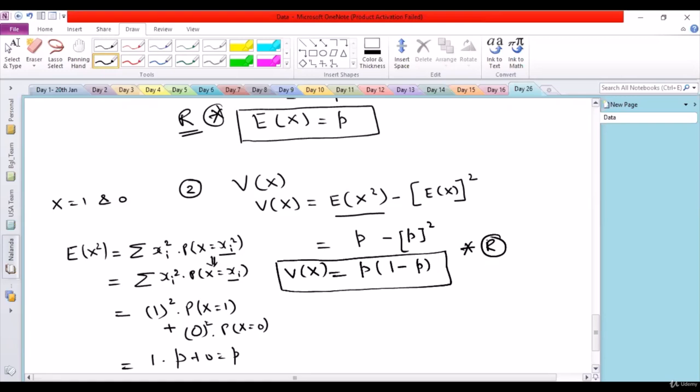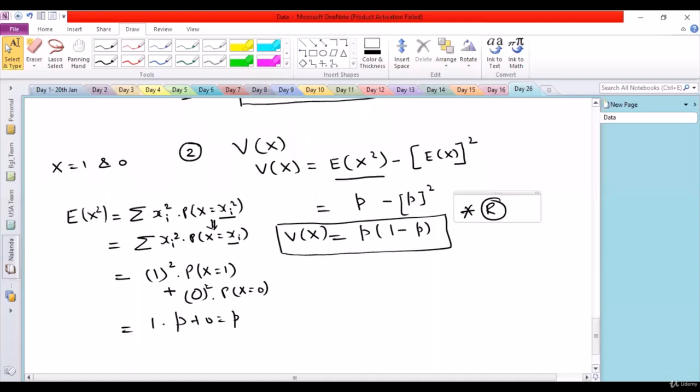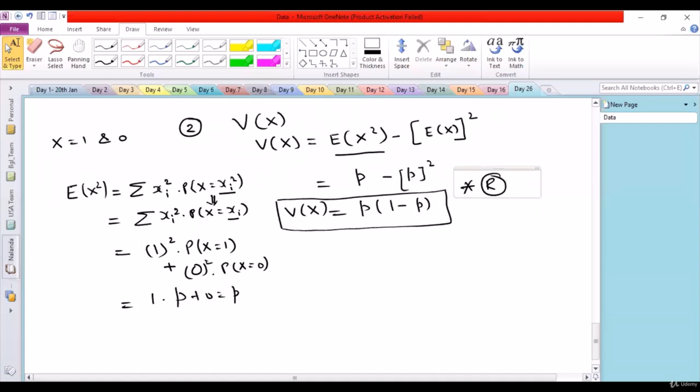Remember. Clear? Okay. So how do we represent that x is following Bernoulli? There is a syntax. Remember this.